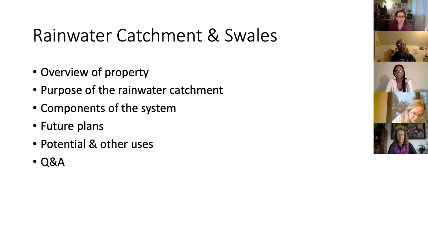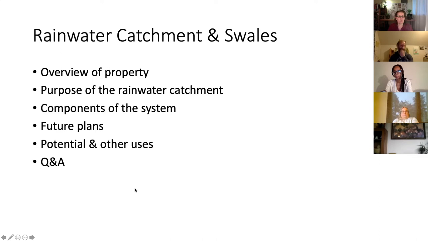So I'm going to share a little bit about one particular property with a rainwater catchment system and swales, give an overview of the property, show the purpose of the rainwater catchment and some components of the system, and then share a little bit about the future plans and potential for other uses. And then I'd be interested afterwards to find out how you could use this on your property.